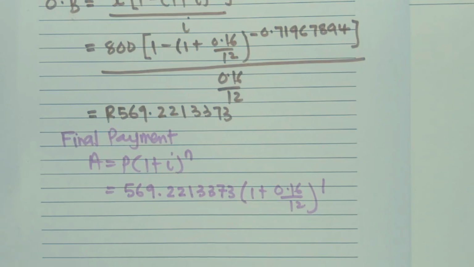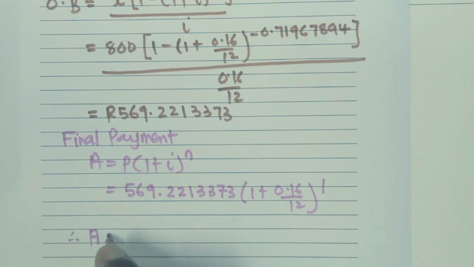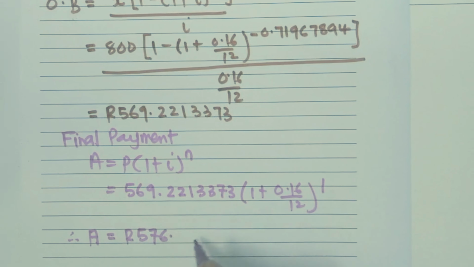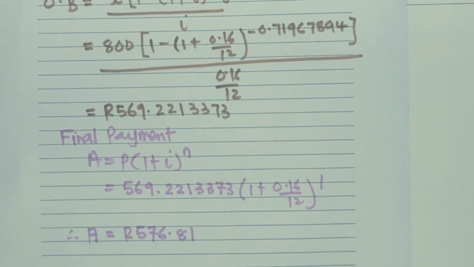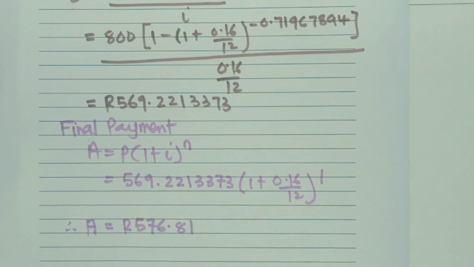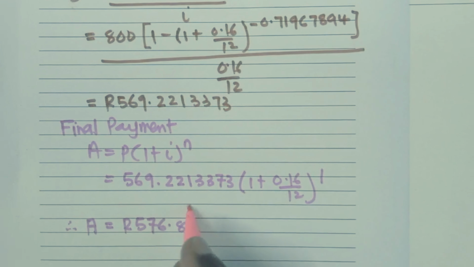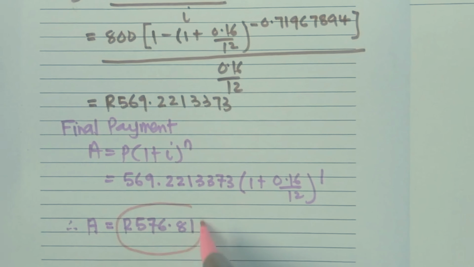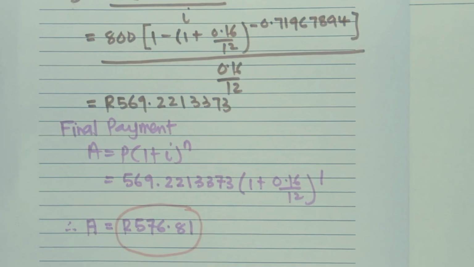And if I put this in the calculator, I'm going to see that my final payment is going to be, and now my answer is rounded off to 2 decimal places. And if I look at this answer here, this final payment is less than 800 Rand.